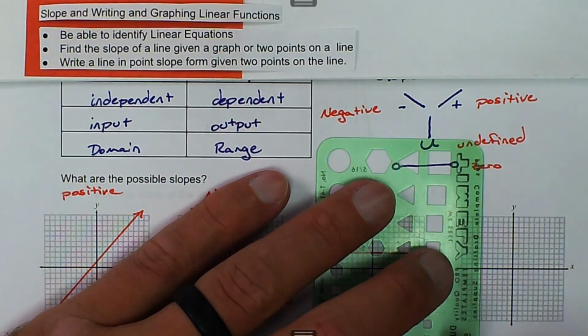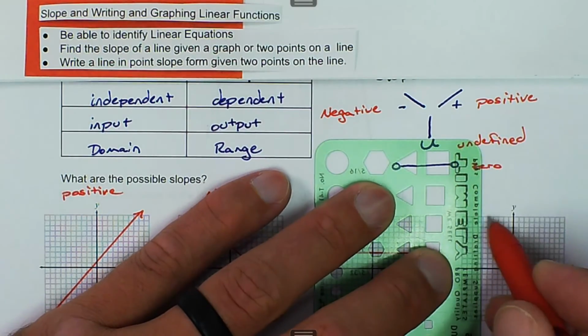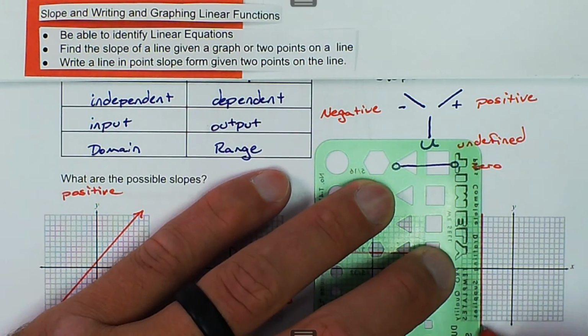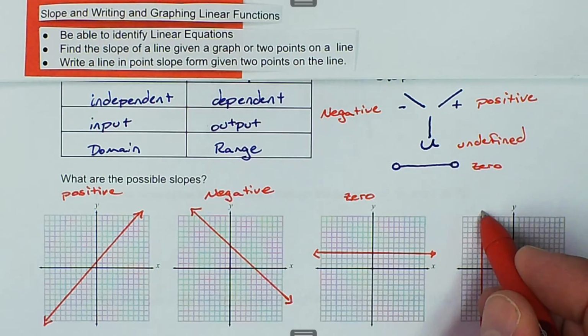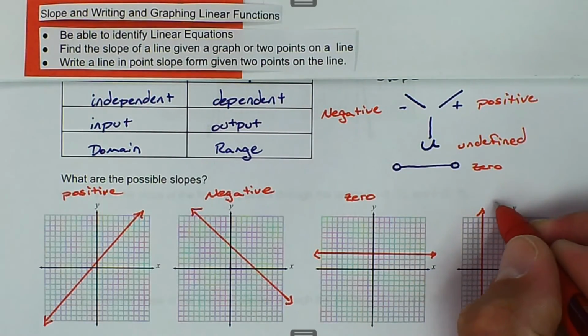And then the last one we have is undefined because we can't divide by 0. And so in this one, there's no horizontal change. And so when we write in our slope equation, we end up with 0 in the denominator, and then we can't divide by 0, so this becomes undefined.